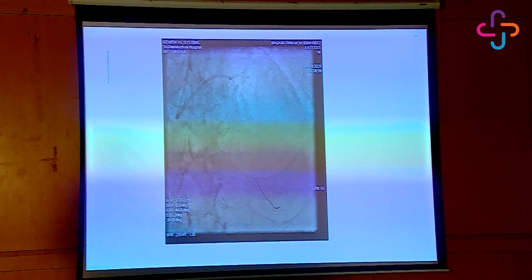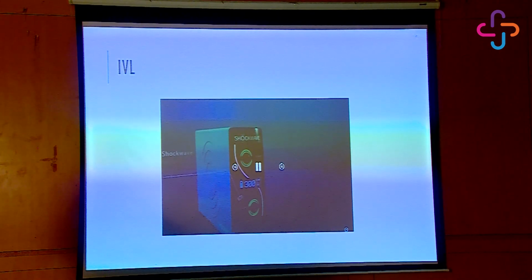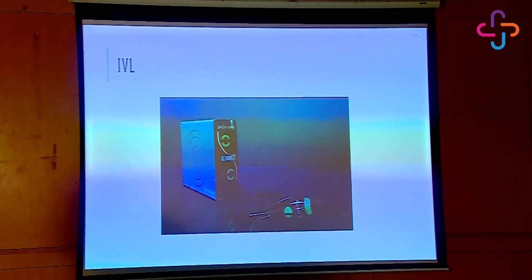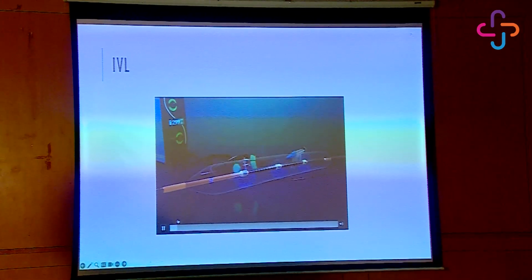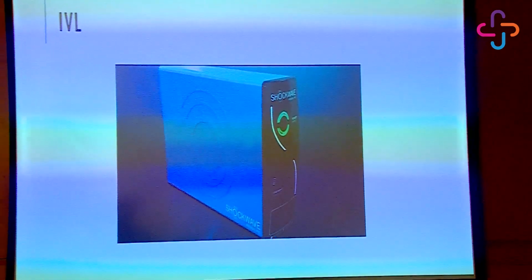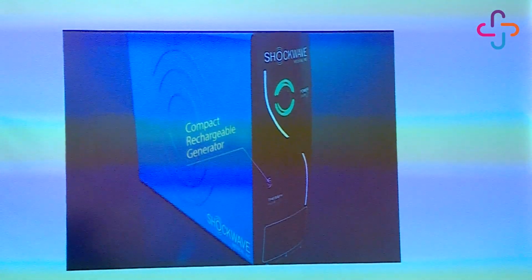So these are the three tools which we have. This is how intravascular lithotripsy works. It uses shock waves. So there are emitters in the balloon which help.